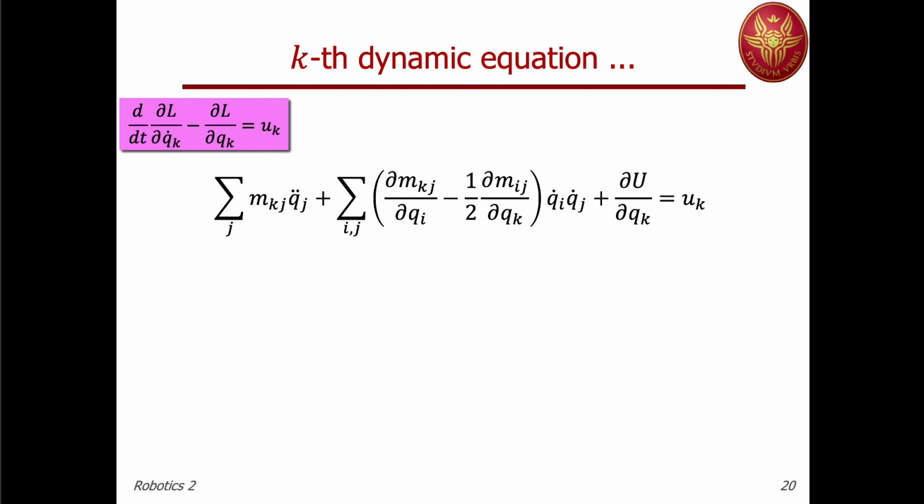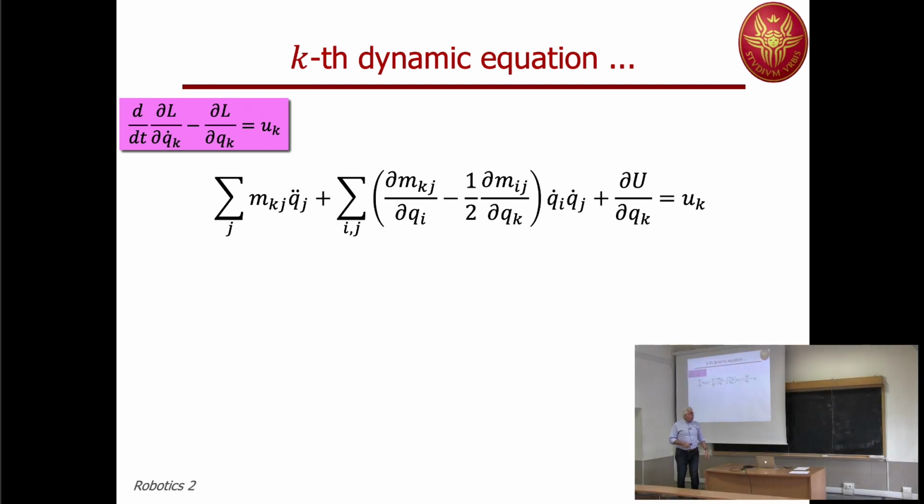In particular, look at the following. If you're taking this element, so this is row k column j in the inertia matrix, and you're taking the partial derivative with respect to another generic coordinate. Now, if you exchange i and j, pay attention, not k and j, because if you exchange k and j, you obtain the symmetric element in the inertia matrix, which will be the same. So this partial derivative will be the same.